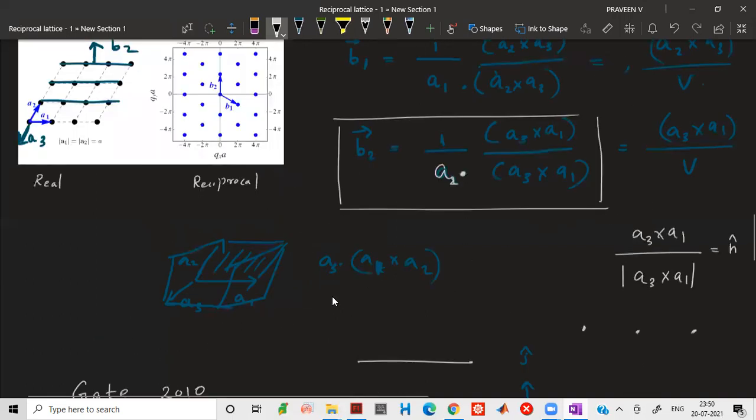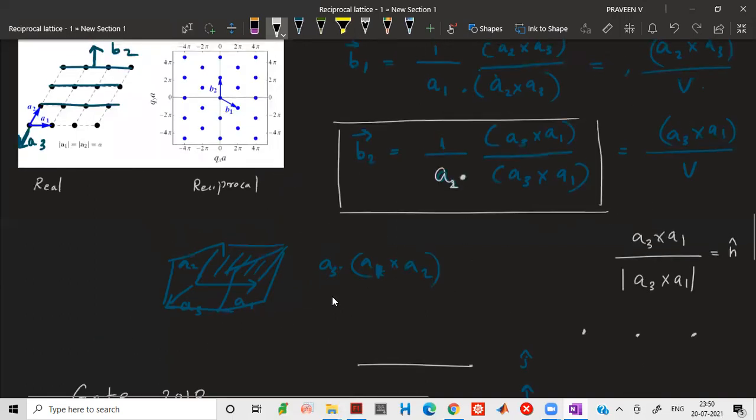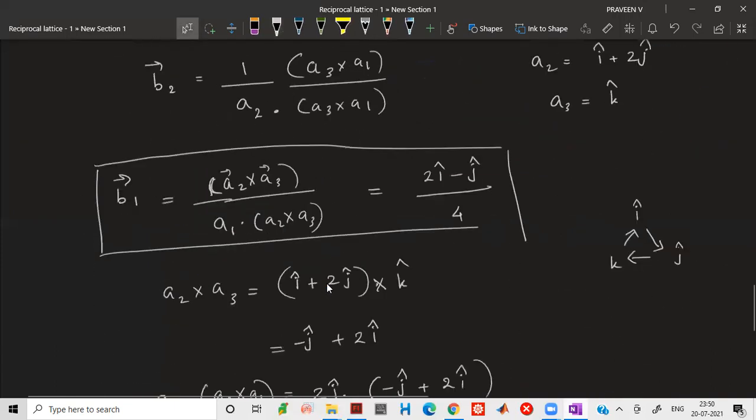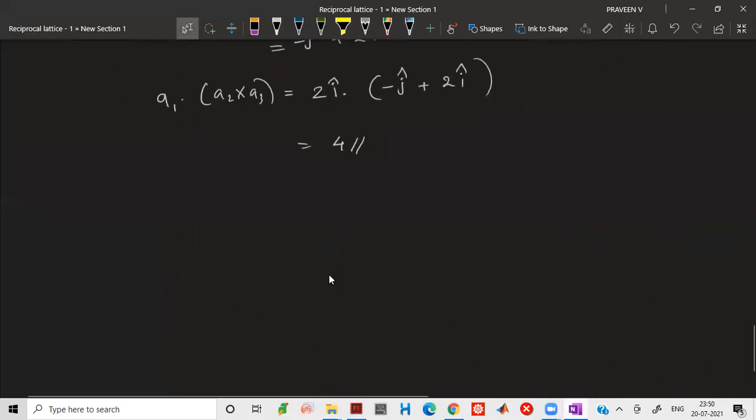So this will be the particular direction, and it is perpendicular to both a2 and a3 as well. a3 anyway comes out of the plane, so it's obvious that b1 is perpendicular to a3. Only the magnitude will vary here compared to this picture. So now we go to the case of the b2 vector. b2 will be inversely proportional to a2 dot a3 cross a1, and will be perpendicular to both a3 and a1.